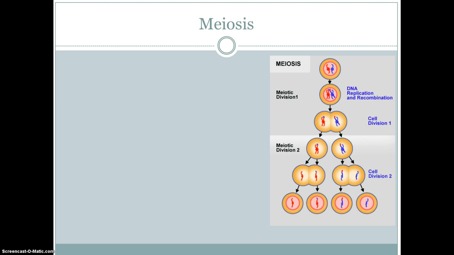So meiosis is a special type of cell division that's used to make sex cells. And with meiosis, we start with a diploid cell, so a cell that has 2 of each chromosome, and it's going to end up as a haploid cell. And that's how we get our sex cells, or the gametes, that we use for sexual reproduction.